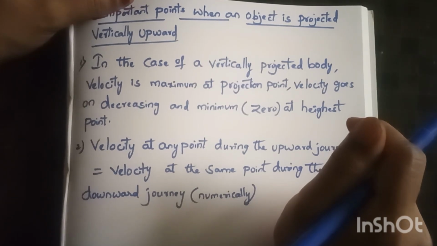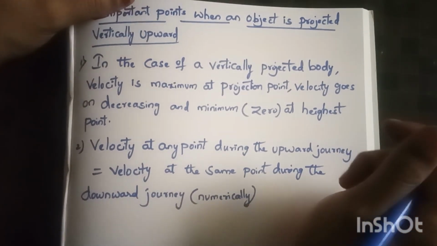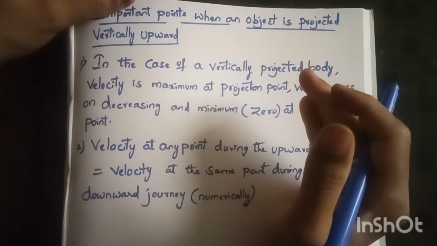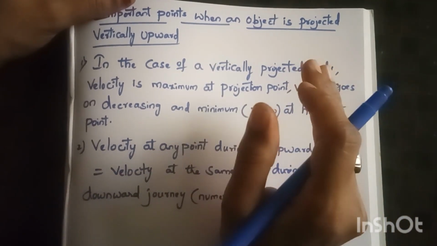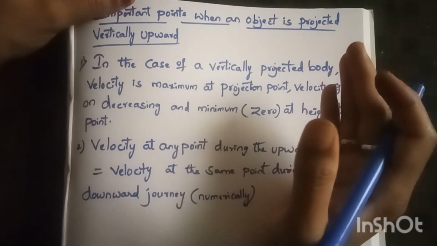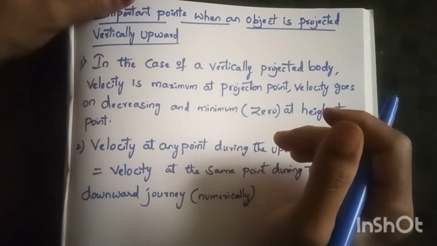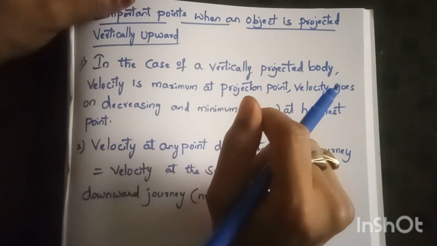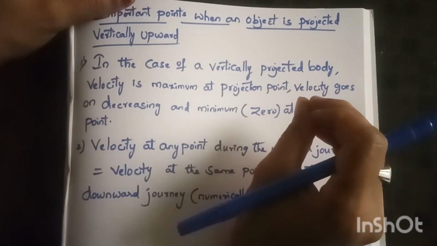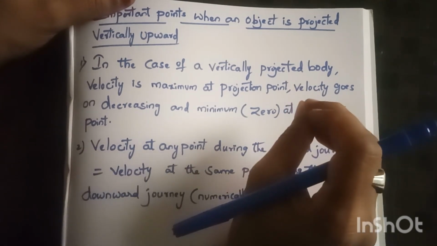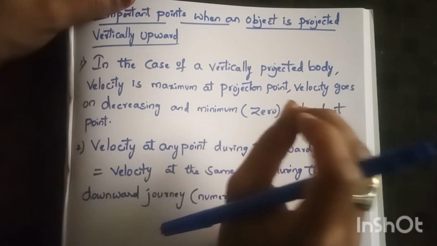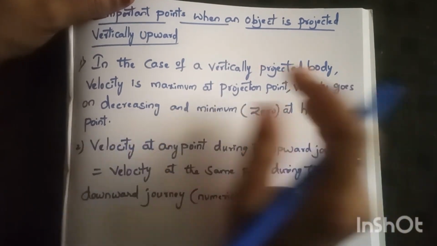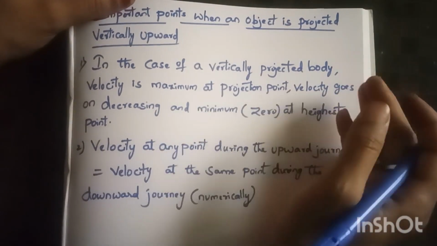We have discussed that as the object is moving upward, we consider the time as time of ascent, and for the downward motion we consider the time as time of descent. Based on those concepts and motion parameters, we are going to discuss some important points which are very useful for solving multiple choice questions.